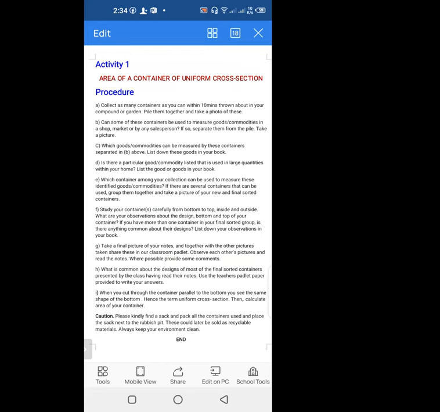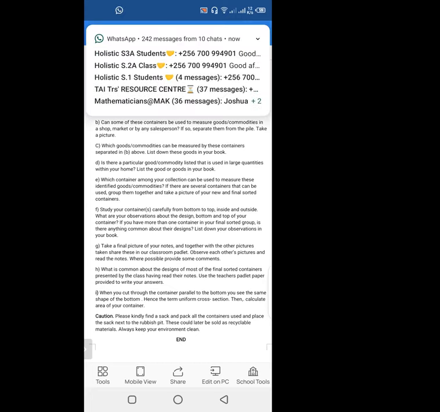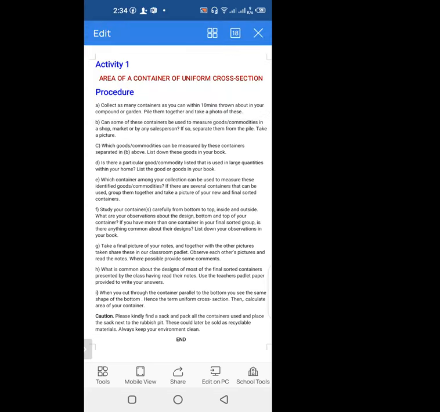Again, part B, that is part A. You take a picture for part A and you put it there in Padlet. Follow the link in the chat, okay? And part B, I want you to separate on those containers you have, separate those ones which are used in shops, markets, or any other place to measure things, right? So also take a picture and you put it there in our Padlet.